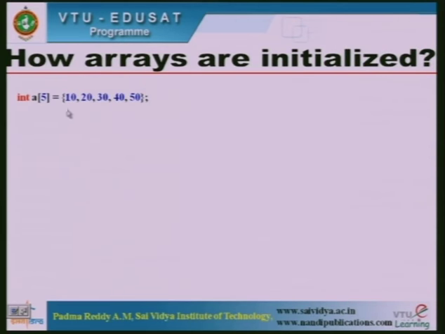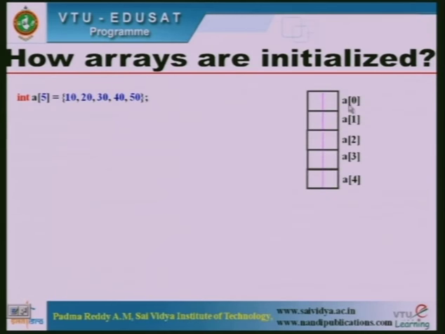int a[5] is equal to {10, 20, 30, 40, 50}. Now tell me what will happen. The compiler will allocate how many memory locations? 5 memory locations ranging from A0 to A4. Each memory location contains how many bytes? 2 bytes, because the size of an integer is 2 bytes.